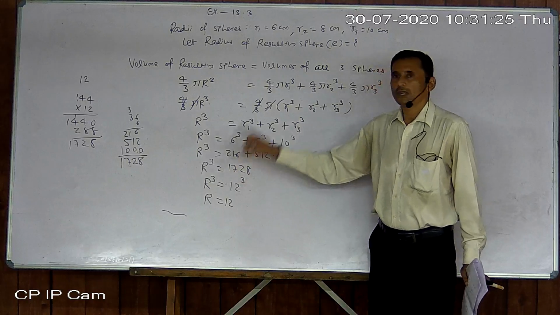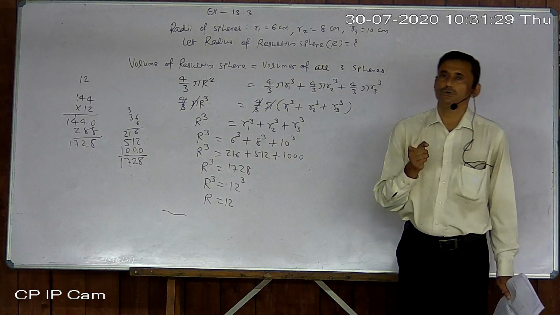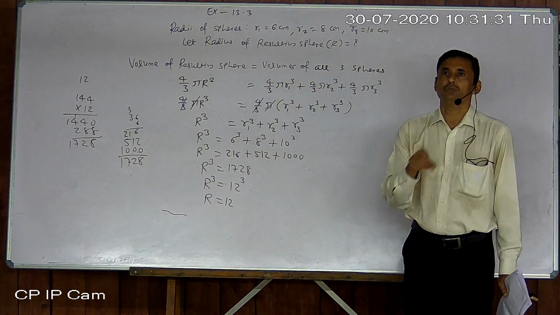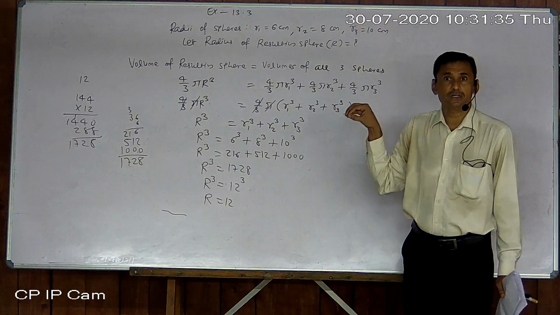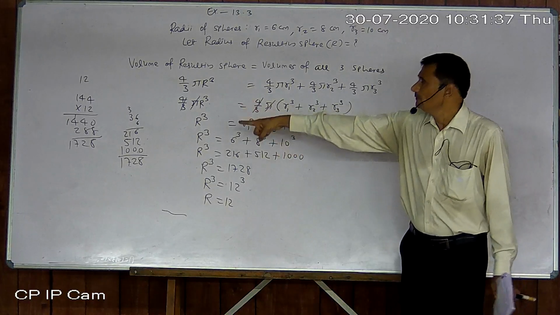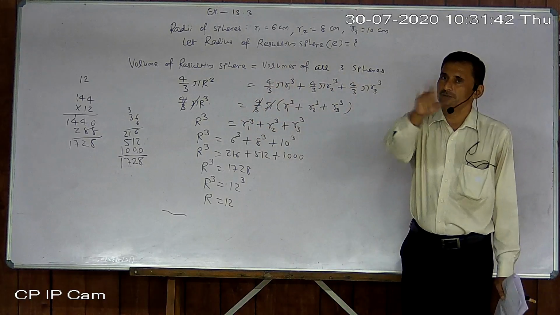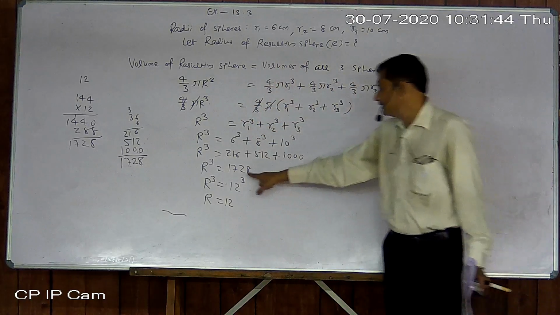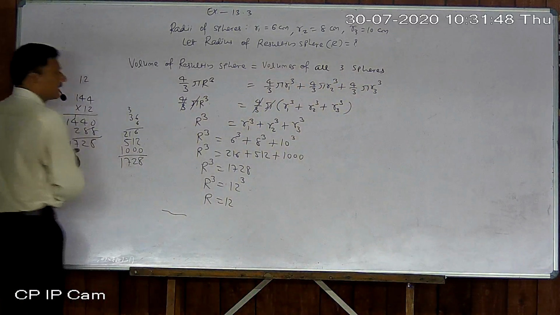So in 12 only, 2 cube is 8. So it might be the cube of 12. We just doubt 12 cube. So we do not find 11 cube, because the unit digit of 11 cube will be 1 only. But here 8 is given. So we come directly to 12.